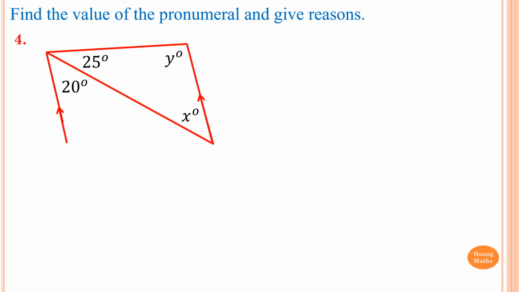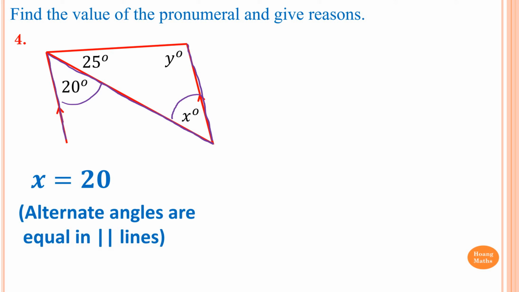Last question. So first of all, we can find x first. Now we can see this line here is parallel with this line. So if you draw this, this is alternate angles. So x is equal to 20. So the reason is alternate angles are equal in parallel lines. So now we know that is 20 degrees.